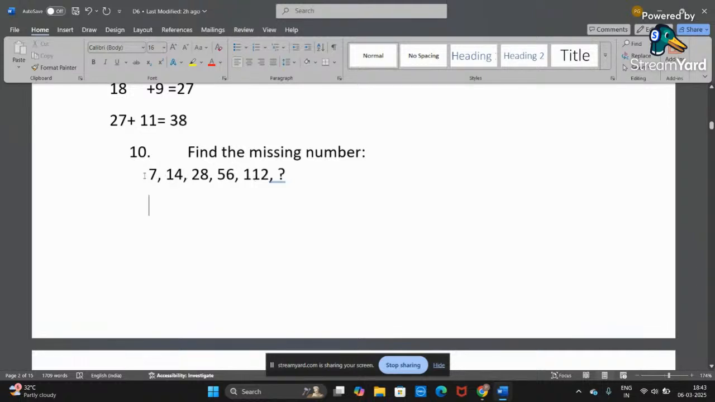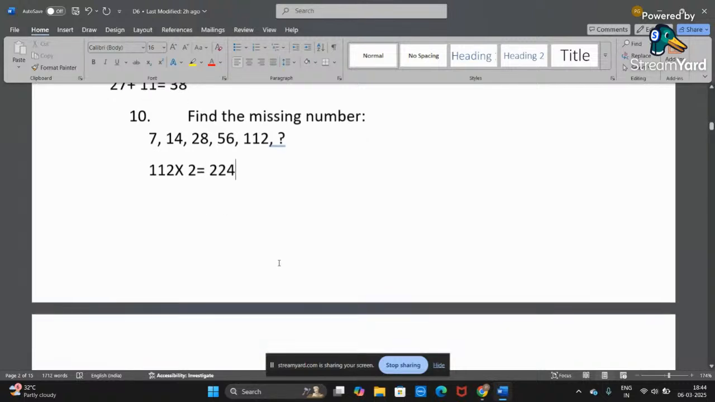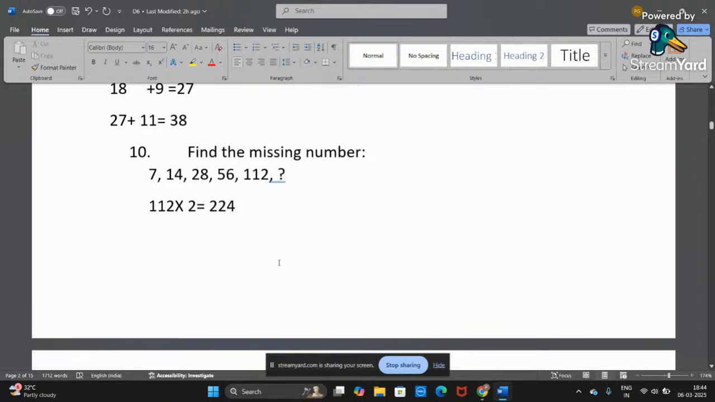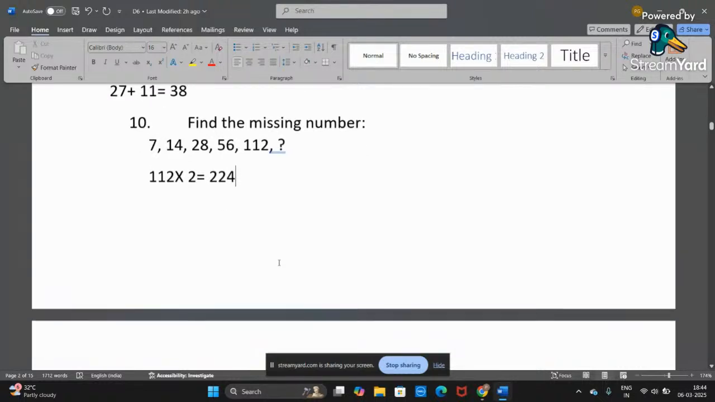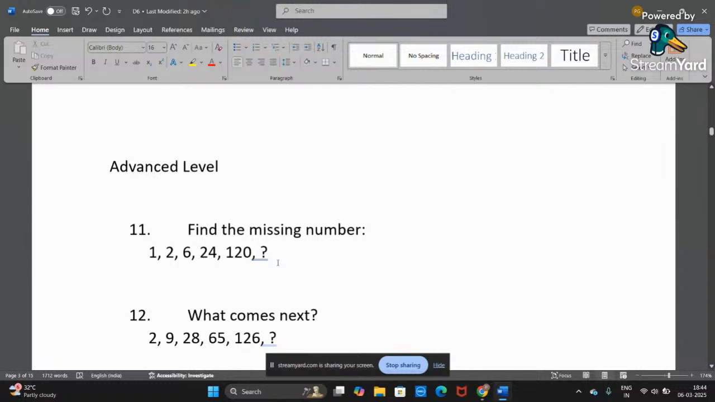So let's try another method. 7 into 2 is 14. 14 into 2, it is 28. 28 into 2, it is 56. Yes, we're getting the logic. So 56 into 2, it is 112. Here, each number is multiplied by 2. So the last number should be multiplied by 2 to find the missing number. So your answer will be 224. We need to check in every possible way to find the answer. Now let's move on to the next one.